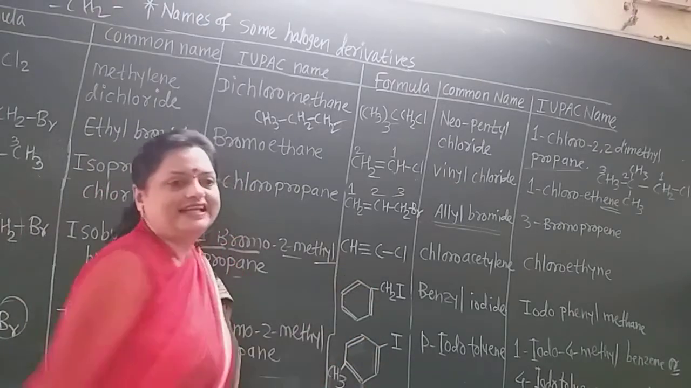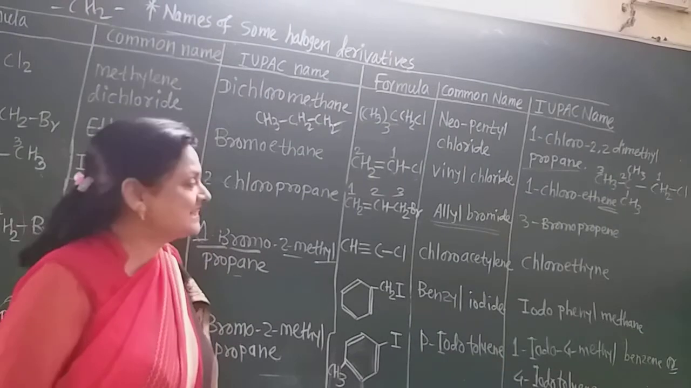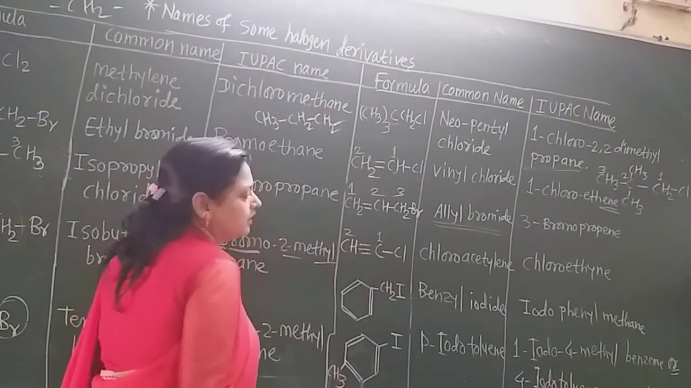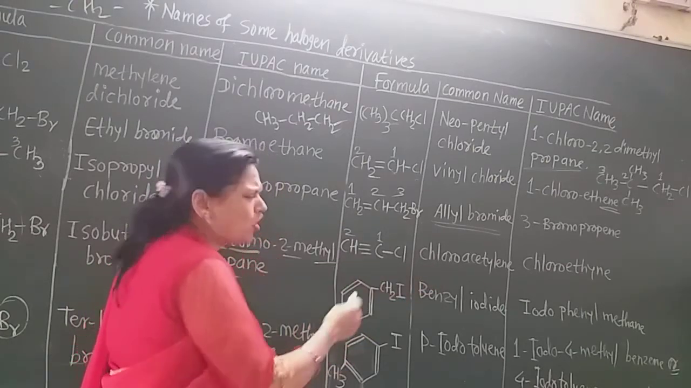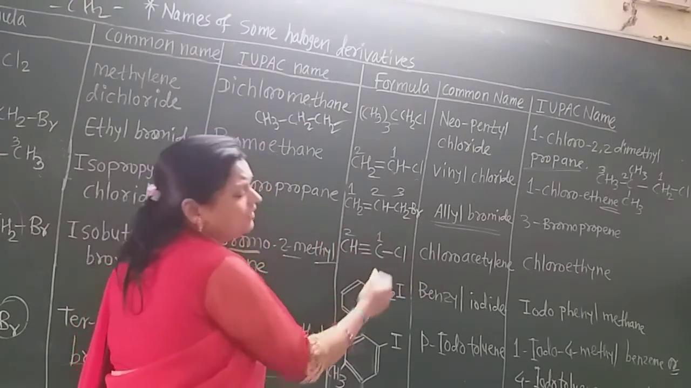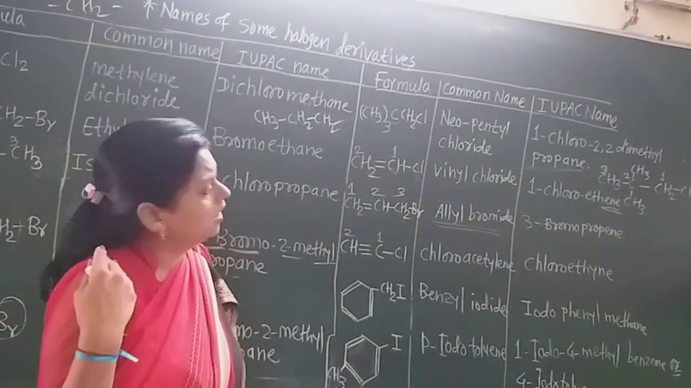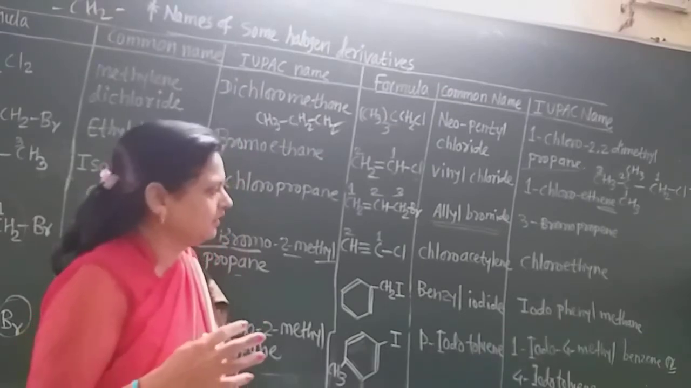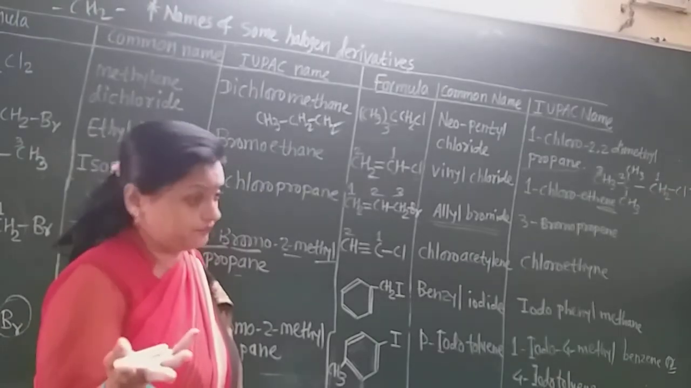Now the third one. You may write the name as 1-chloroethane also, or why is the 1 not written? Though this chlorine is on this side, it is also chloroethane or 1-chloro. So 1 is generally not written. But you can write 1-chloroethane, that is also the correct answer.